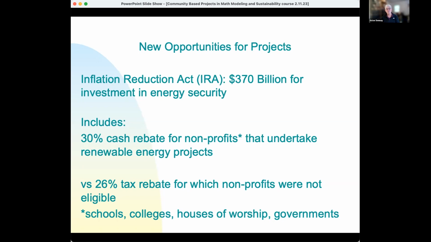So now I think with this new thing, the rules are still being written. They should be coming out this winter and spring. Colleges, schools, houses of worship, local governments will all have a much better financial incentive, in addition to doing the right thing, to put in solar or these heat pumps. So I envision a lot of opportunities for students to carry out these projects and help groups realize the benefits.